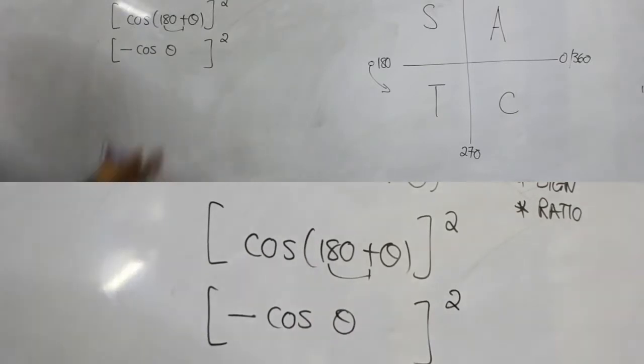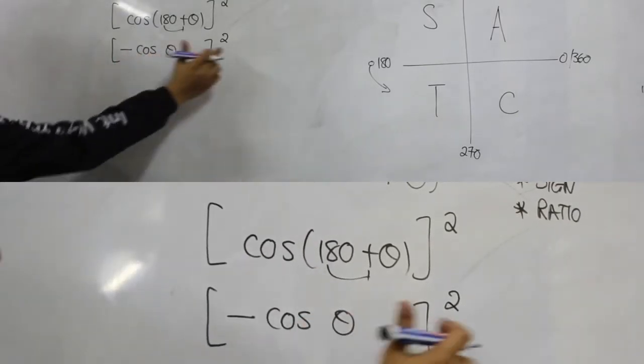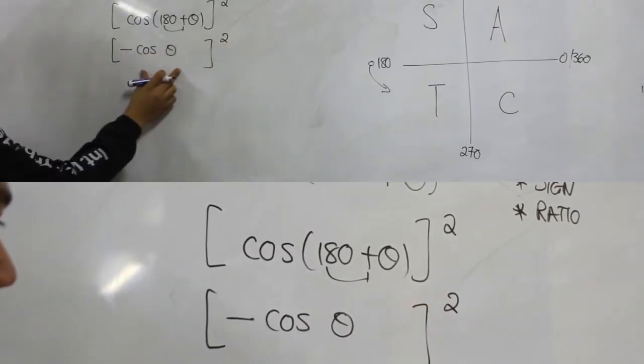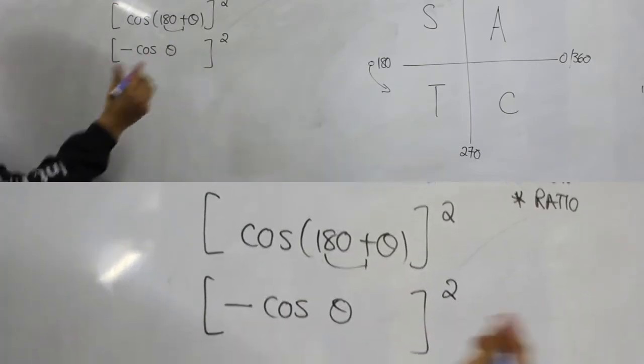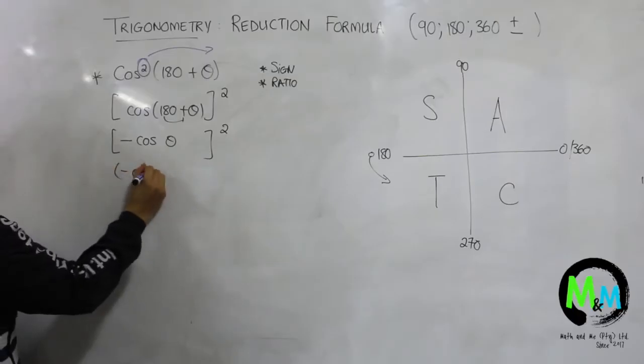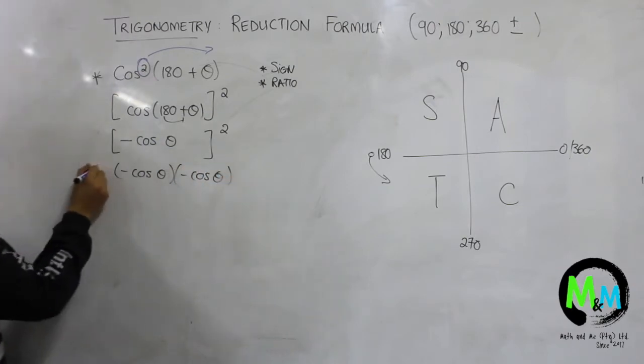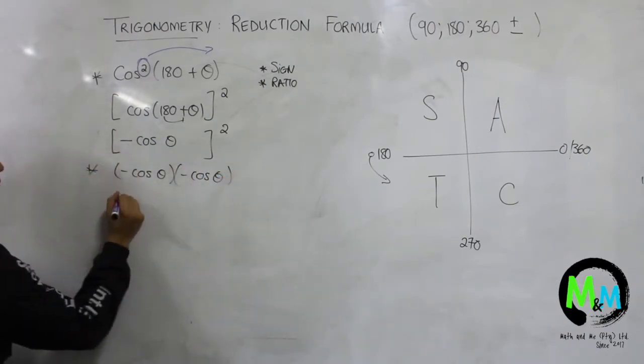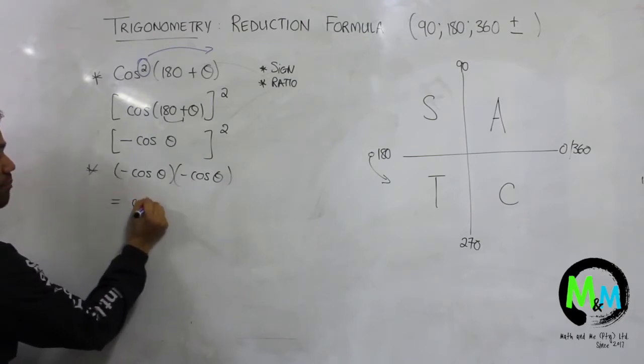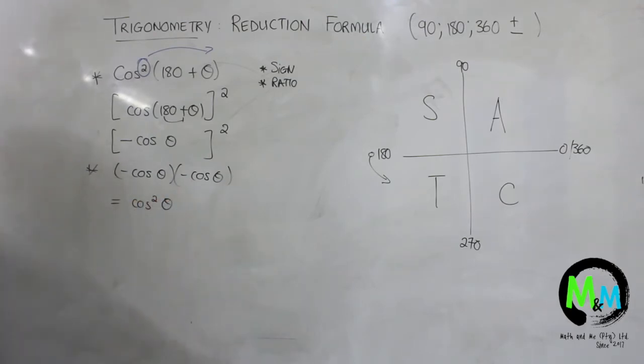So do you see now that this whole ratio is negative, but it's squared? And we know when I square negative, it basically becomes positive. Because this is technically negative cos theta times negative cos theta. But you can miss this step, you don't need to include it. So we know then my final answer is actually positive cos squared theta.